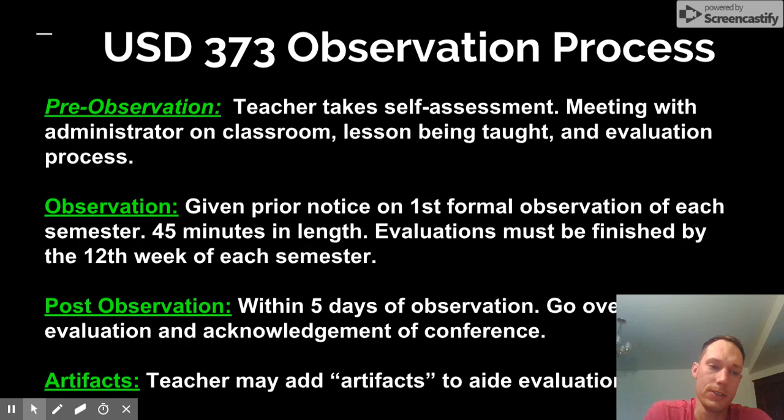We have the pre-observation, observation, and post-observation artifacts. Pre-observation, you meet with the administrator, go over the self-assessment, talk about what lesson you're going to teach and some of the evaluation process, and you sign off on paperwork. The observation is simple. It's 45 minutes in length. You get prior notice for the first one, and all the rest of them have to be done by the 12th week of each semester.